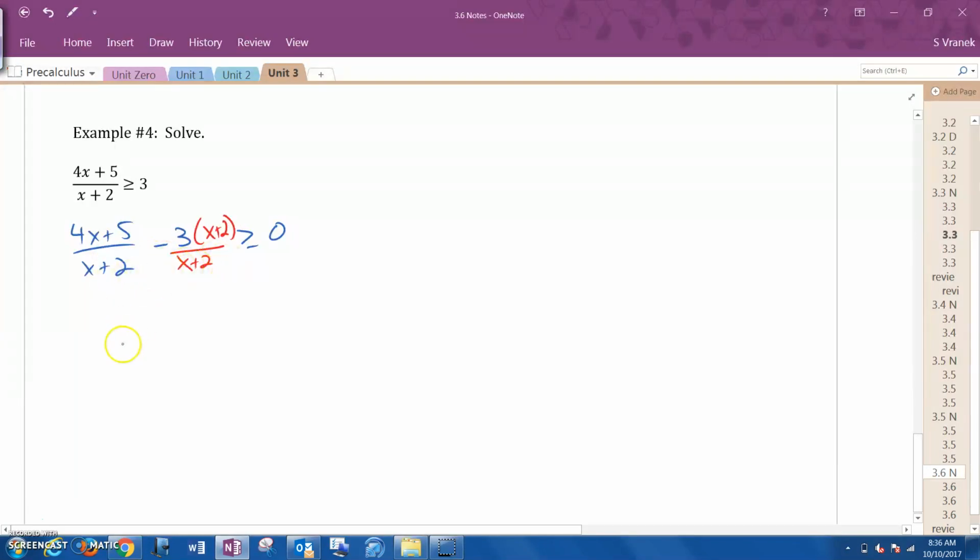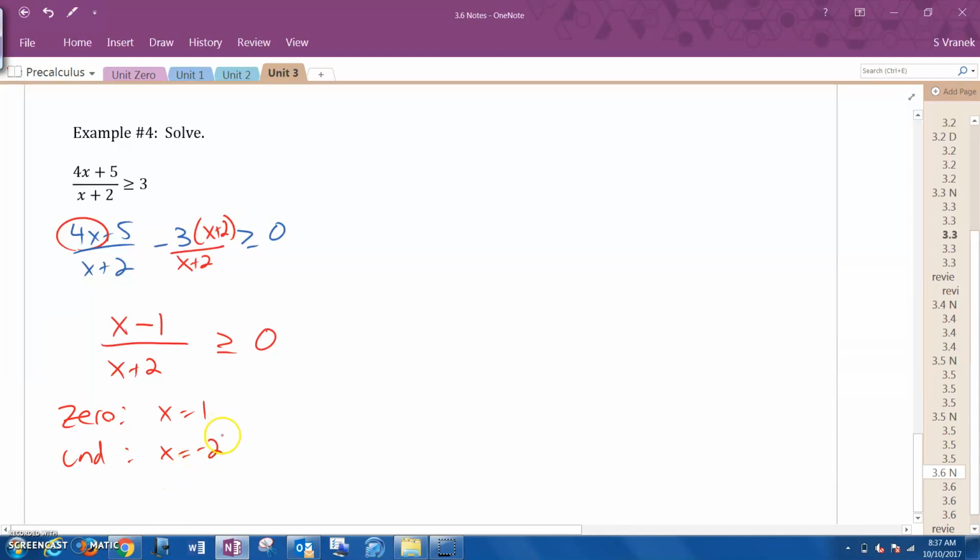Now I can push these together because they have the same denominator. There's an x plus 2 on the bottom. I have a 4x and a minus 3x, that's x. I have a plus 5 minus 6, yeah, minus 6. So it's a minus 1. Okay, so plus 5 and then minus 6 is a minus 1, and that's what we get. So it actually comes out to just two things. My 0 is at x equals 1. My undefined is at x equals negative 2.